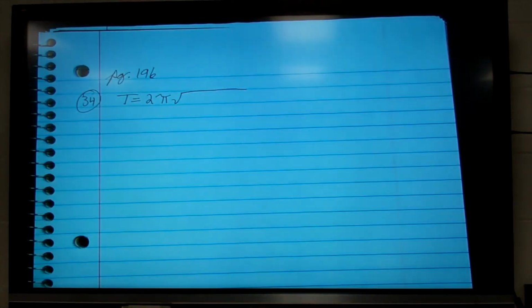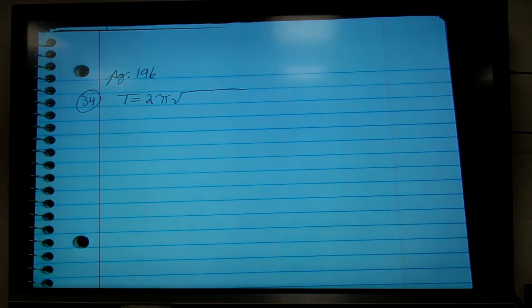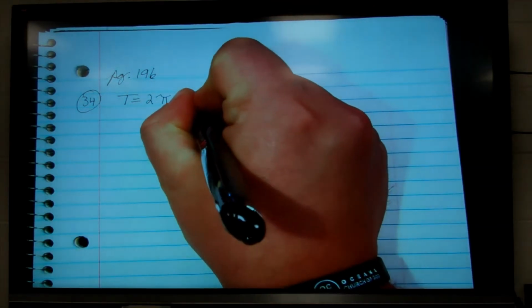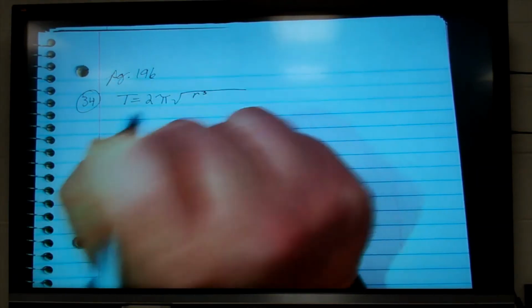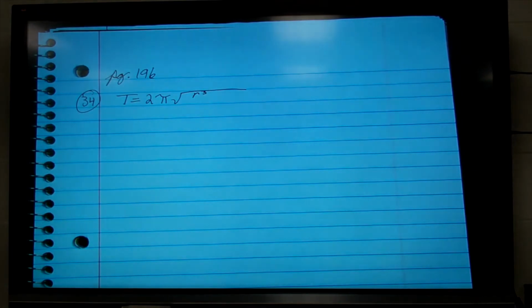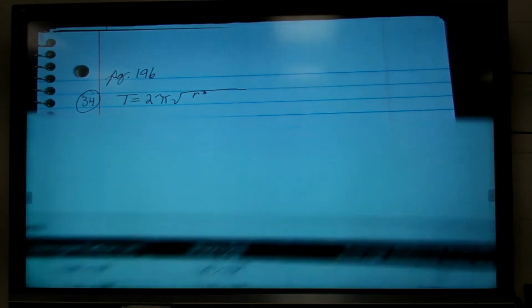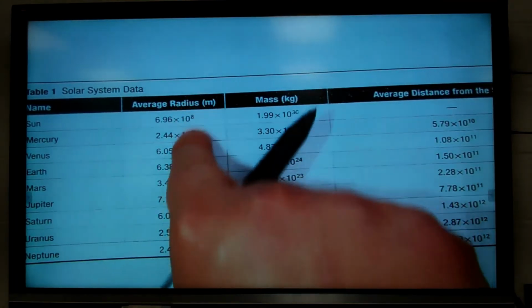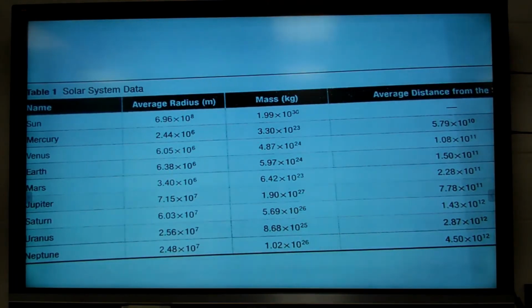Alright, so square root of, in this, it's going to be the radius cubed. Now that radius, this is the thing that I want to stress with you guys. You have to know what you're looking for, okay? Because you have the average radius, and that's like how thick the world is. I mean, if that makes sense. From like the middle of the earth to the outside.